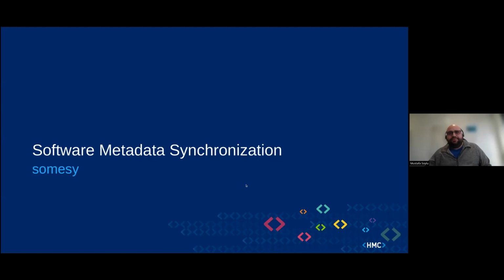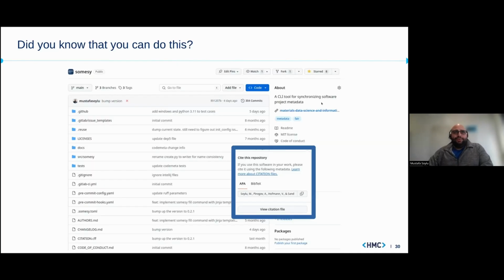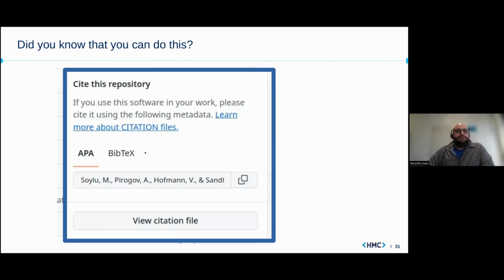Hello everyone, this is Mustafa and I will be presenting the second part on our tool somesy. So firstly, did you know you can do this in the GitHub repository? In a GitHub repository, on the right side, there is a pop-up that when you click, it shows cite this repository, and you can see we have our citation directly in either APA or BibTeX format.